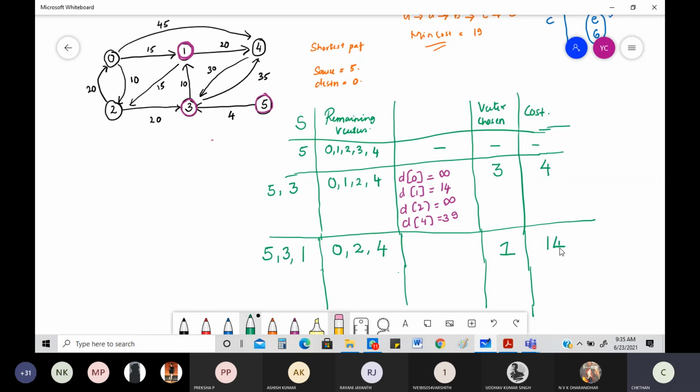Okay, now what's the next thing? I need to figure out from 1 where all I can go. Not just from 1, I need to figure out right from 5, where all I can go. Can I go from 5 to 0 anywhere directly? From 1 can I go to 0 directly here? No direct. There's no direct edge only. So D of 0 is still infinity.